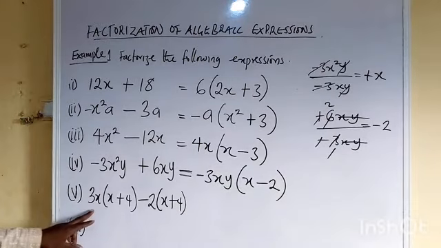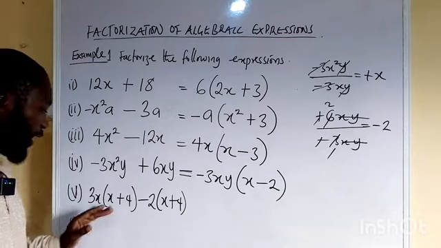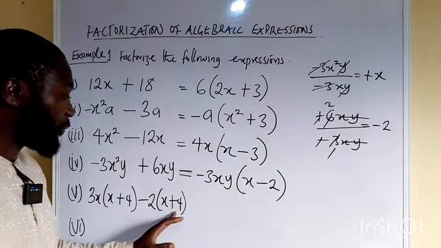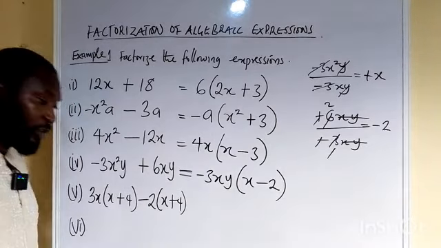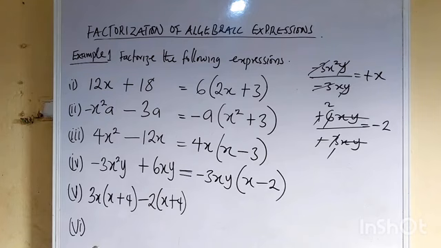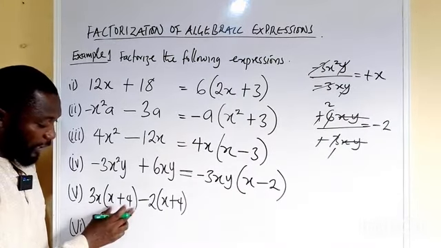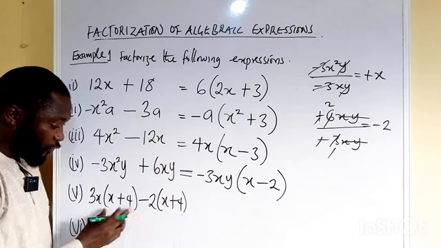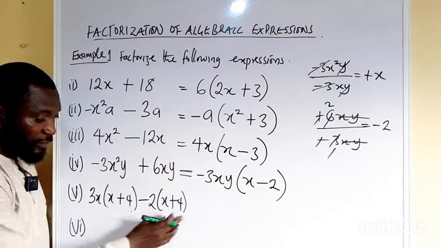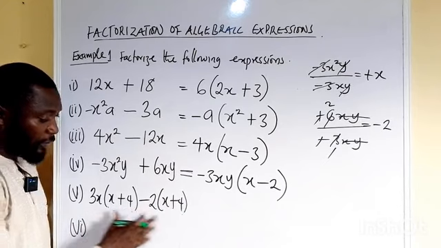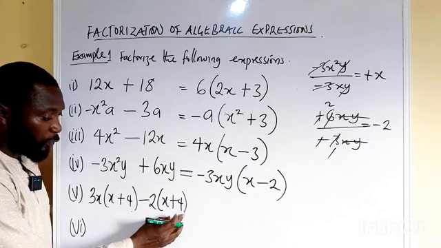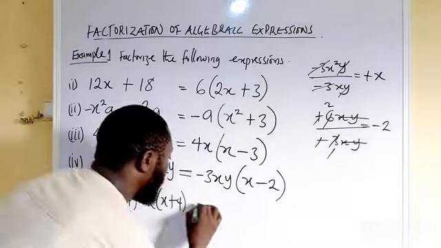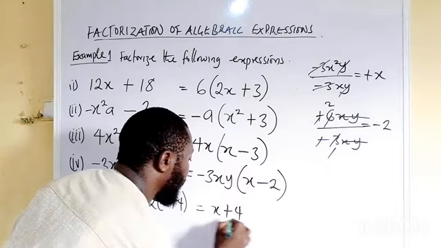Now let's consider the last one here. We have 3x multiplied by (x + y) and (x + 4) - 2 multiplied by (x + y). Now what's the common factor here? You can see that x + y is here in the bracket, and another x + y is also in the bracket. It means this x + y is common to both terms of this expression. Here is one term, here is another term. So we can just take out x + y, so you have an x + y outside.